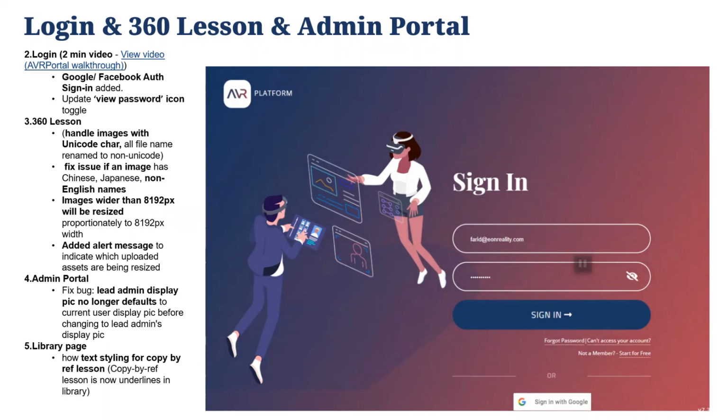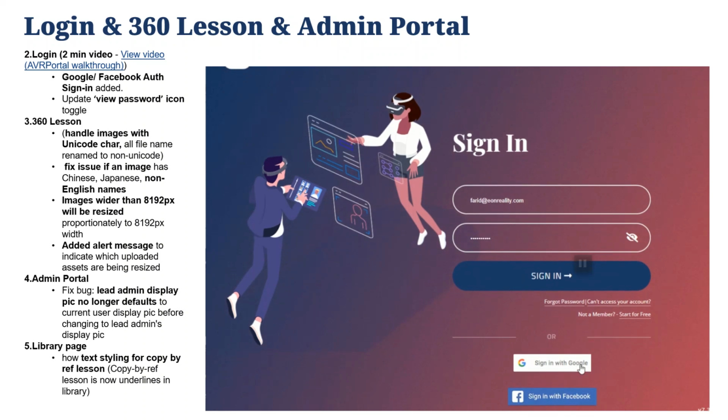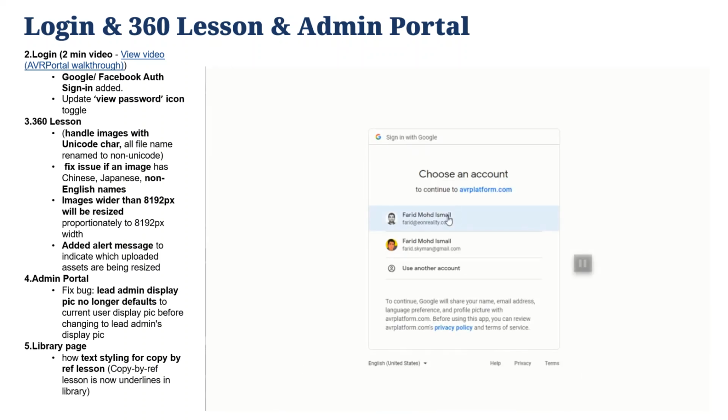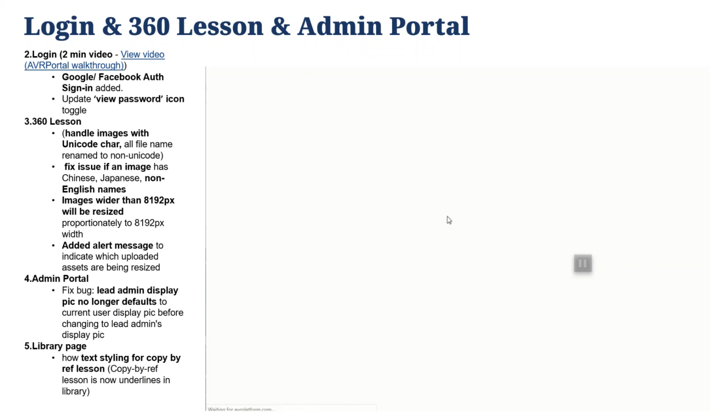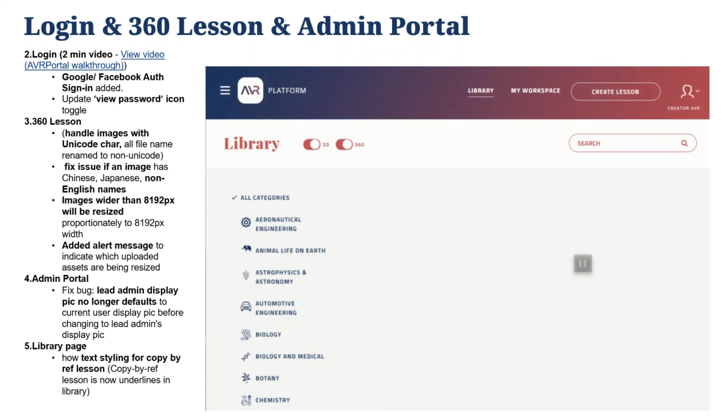Okay, I'm going to go through some of the new features for 7.3 on the AVR portal. So the first one is logging in using Google or Facebook. So I could just choose my Google account and I can easily log in.